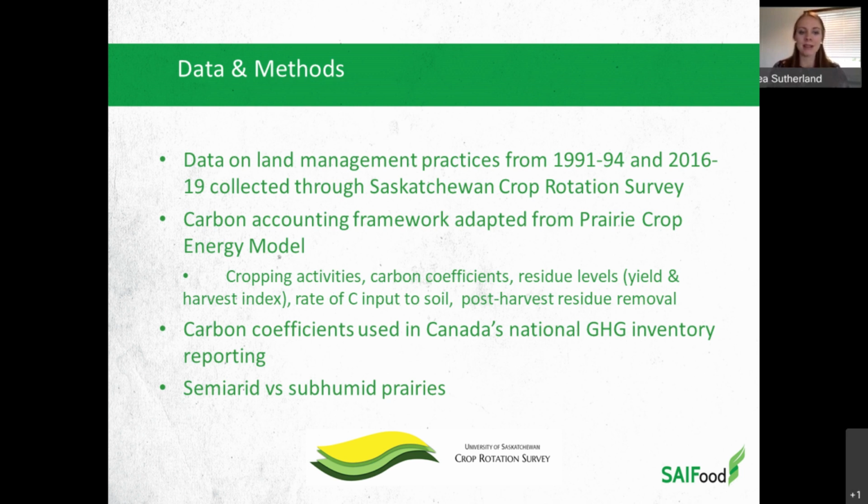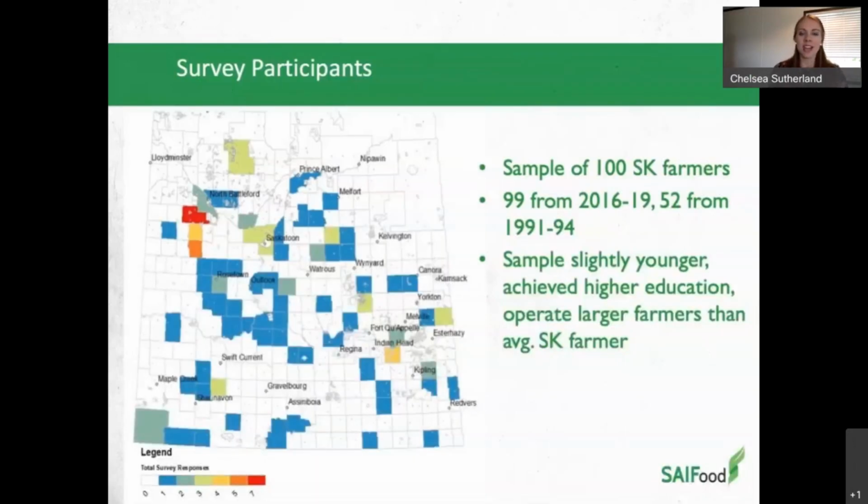And I aggregated my responses to the semi-arid and the subhumid prairies just based on the climatic differences between these two regions. So by the end of January, I had 100 Saskatchewan farmers complete the survey in its entirety. 99 of these participants completed questions regarding 2016 to 2019, and 52 completed questions from the early 90s period.